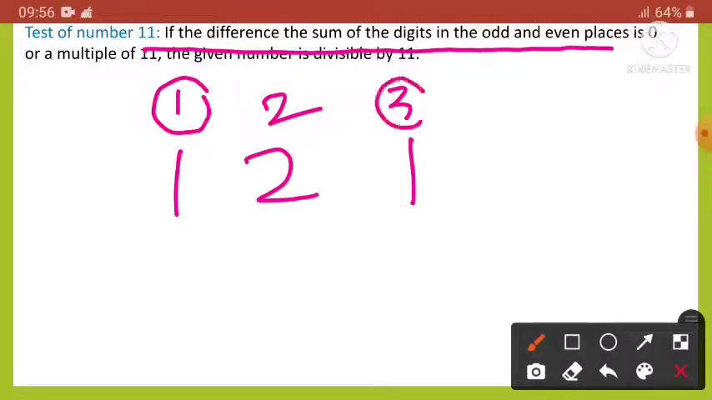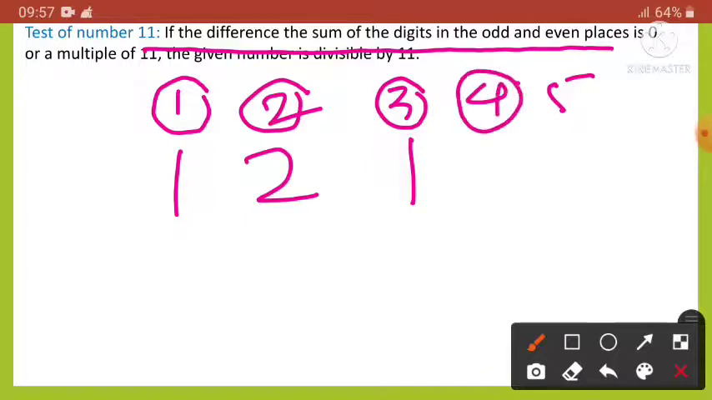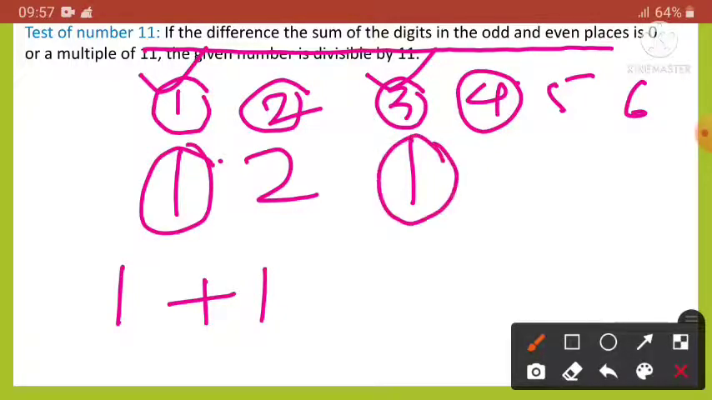1, 3, 5, all these are the odd places, and 2, 4, 6, all these are the even places. Now if you do the sum of the digits in the odd places, here it is 1 plus 1, because we know these are the odd places. So here the digits in the odd places are 1 and 1, so we get 2.